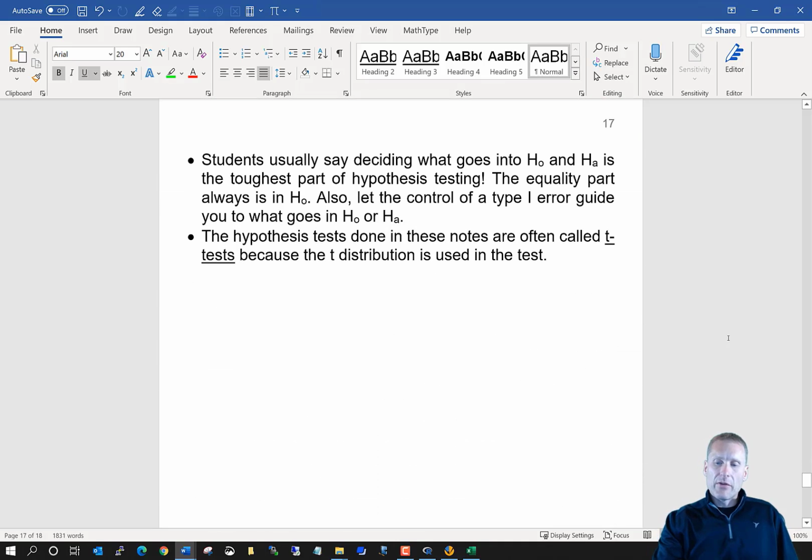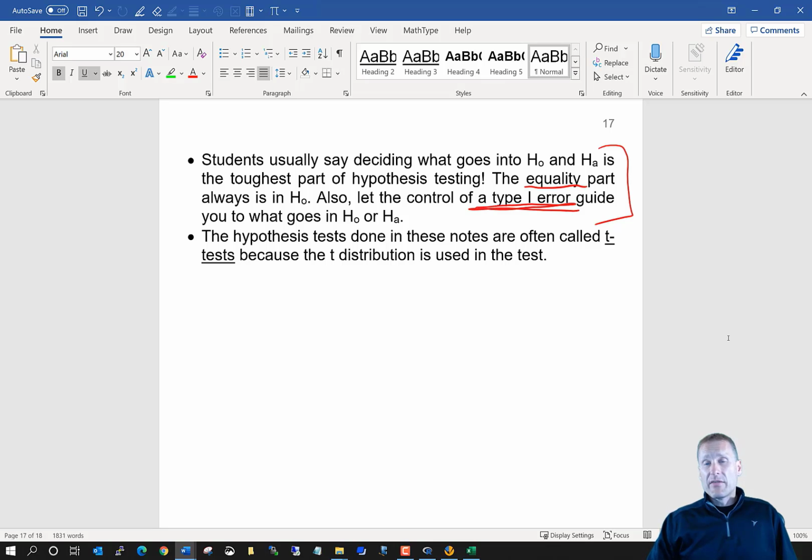Okay, some final notes here. Students usually say that deciding what goes into H0 and HA is the toughest part of hypothesis testing when dealing with one-tailed tests. Remember, the equality part always goes in H0. And also, always ask yourself what the type 1 error would represent, write it out, and let that help guide you for what you want to control the probability of in terms of an error. That will then guide you to determine what goes into H0, what goes in HA. That is the key.